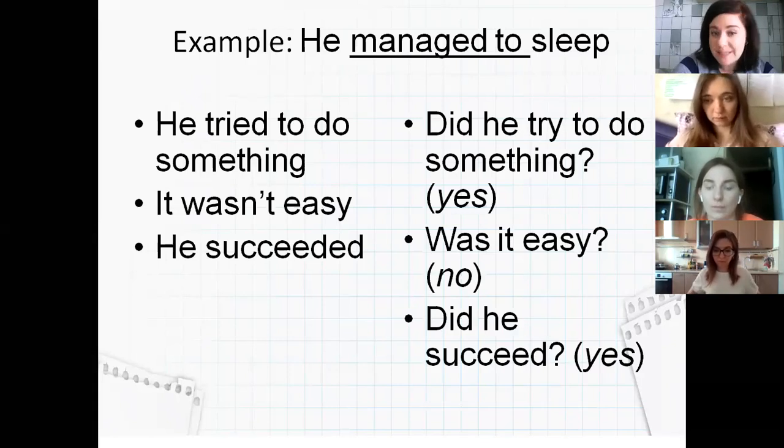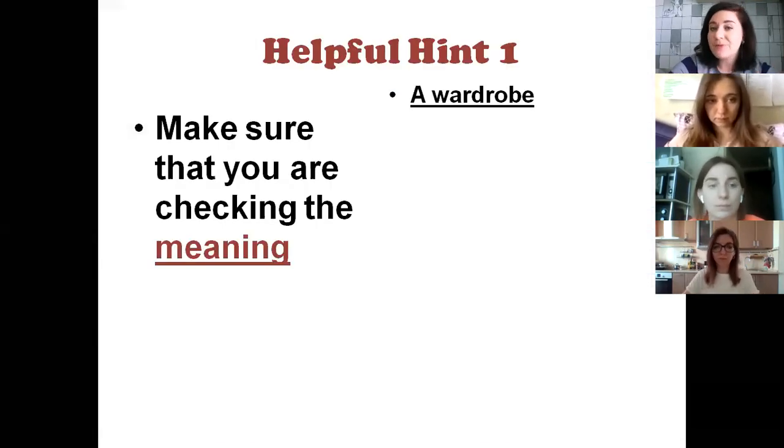So in this way, you can imply the meaning, and you can prepare correct and quite effective CCQs. And right now, let's move to helpful hints, some helpful hints about CCQs.